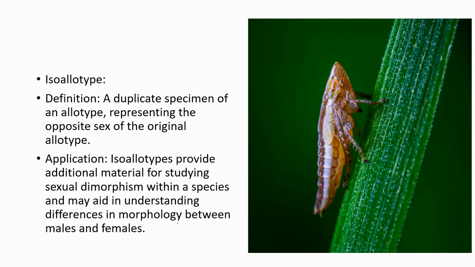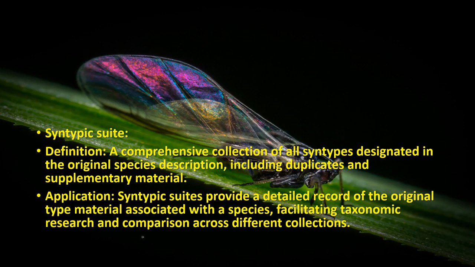Isoallotypes provide additional material for studying sexual dimorphism within a species and may aid in understanding differences in morphology between males and females. Syntypic suite, a comprehensive collection of all syntypes designated in the original species description, including duplicates and supplementary material. Syntypic suites provide a detailed record of the original type material associated with a species, facilitating taxonomic research and comparison across different collections.